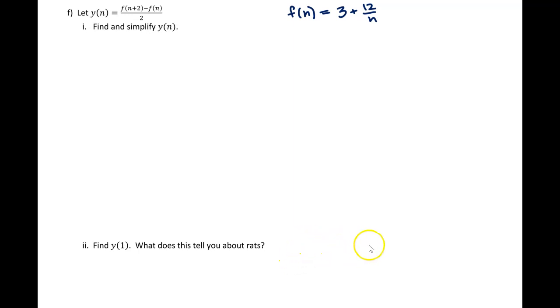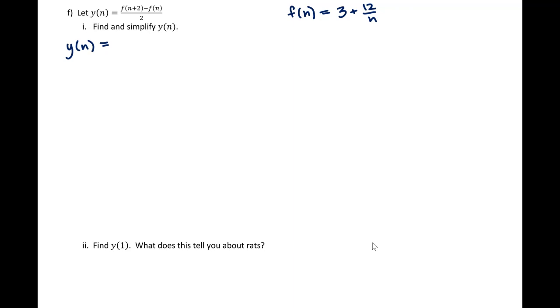All right, last part of this one, I want to find and simplify this function y of n, and y of n is basically the difference quotient for f. So this says you're supposed to take f of n plus 2 minus f of n all over 2 and set that fraction up and simplify it, and that is what we're calling y of n. So let's do a little side work.